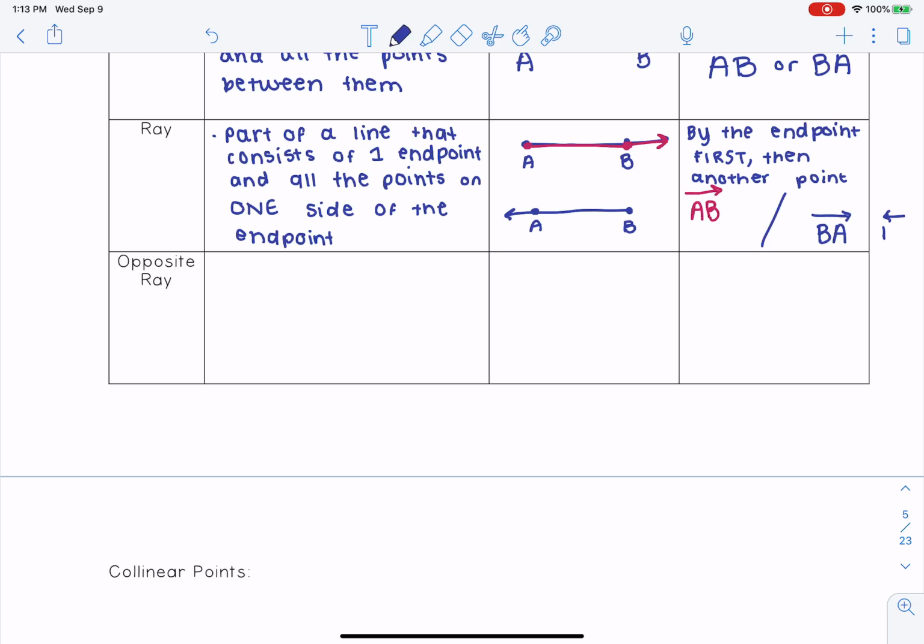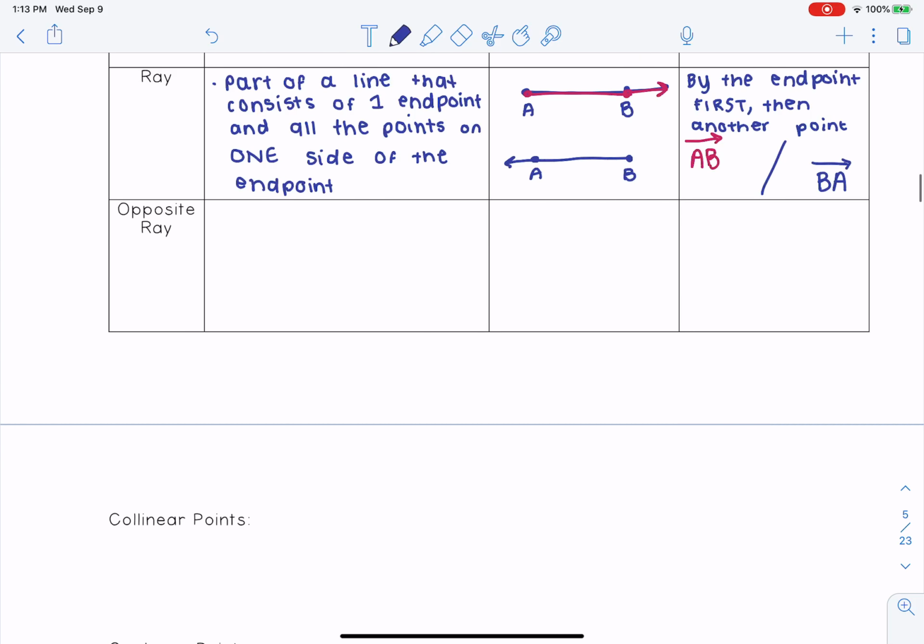Or like this? So we're not going to draw the arrows to the left. We're just going to start with the endpoint, go to the other side, put the arrow to the right, no matter which way the arrow is actually going. Our last definition is an opposite ray.